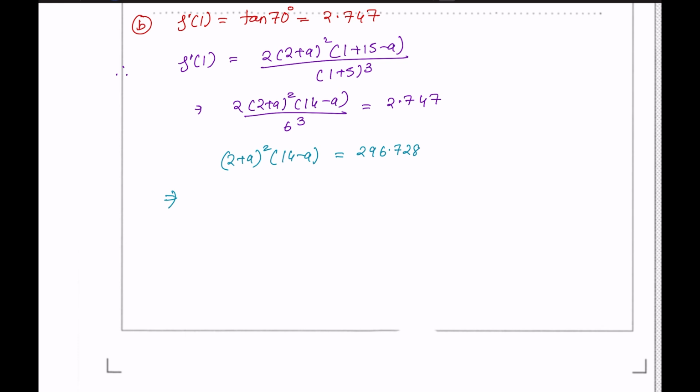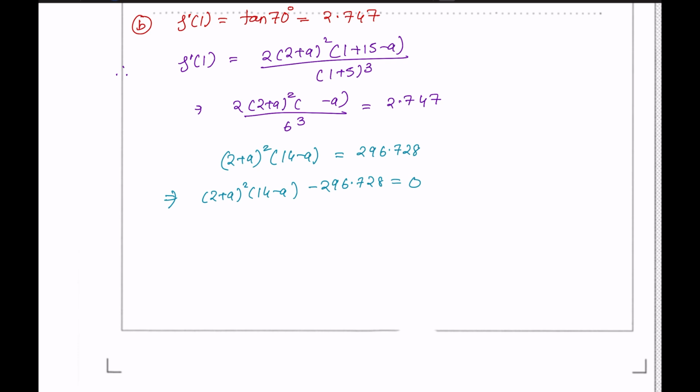Now, to solve this, there can be various methods. First, you can expand this, and then you can plug it directly into your solver. Or you can actually graph this equation. When you graph this, you'll clearly see three solutions, and what you have to do is calculate the lowest one. Let me show you how it should look.